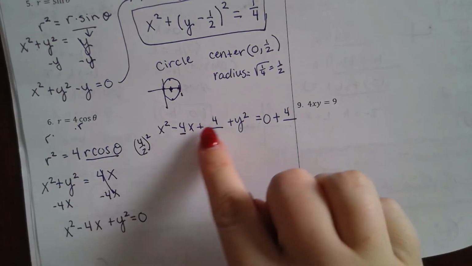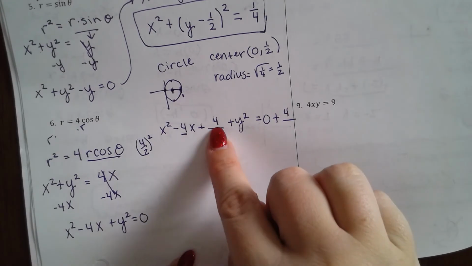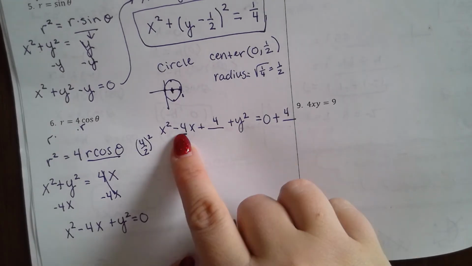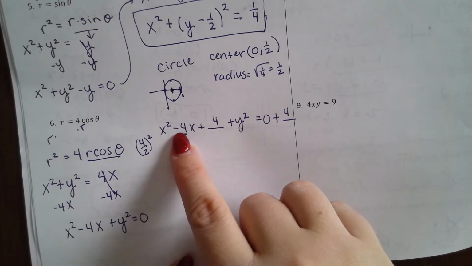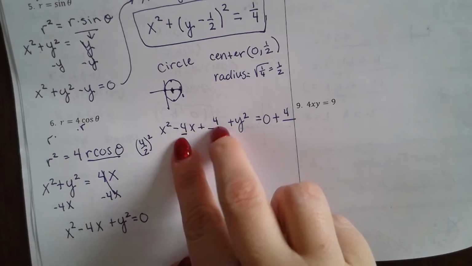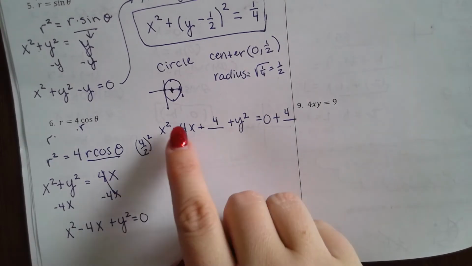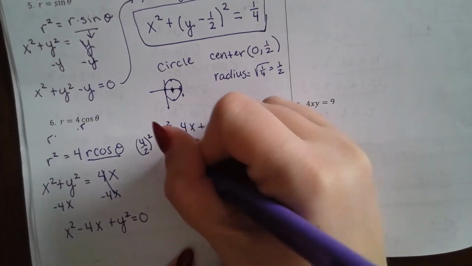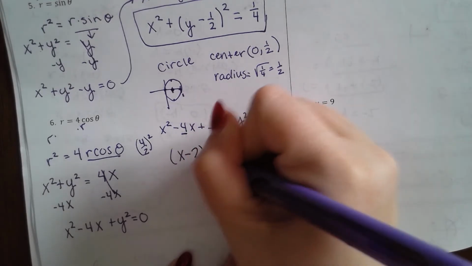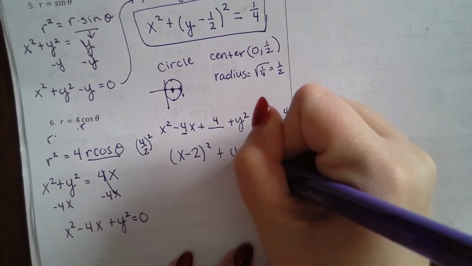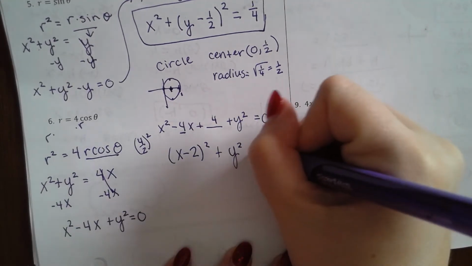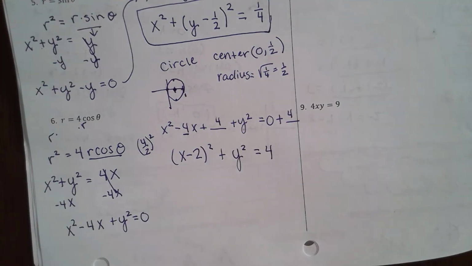Now this is a perfect square trinomial. 2 times 2 gives us 4, 2 plus 2 gives us 4. But if I want it to be a negative 4, then I would have to do negative 2. So negative 2 times negative 2 would give us a positive, and negative 2 and negative 2 would give us negative 4. So x minus 2 squared, the y squared stays by itself. 0 plus 4 is 4.